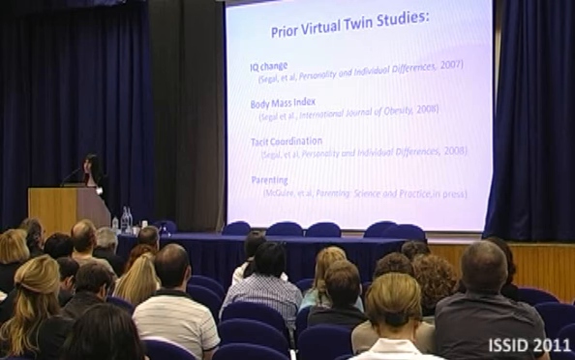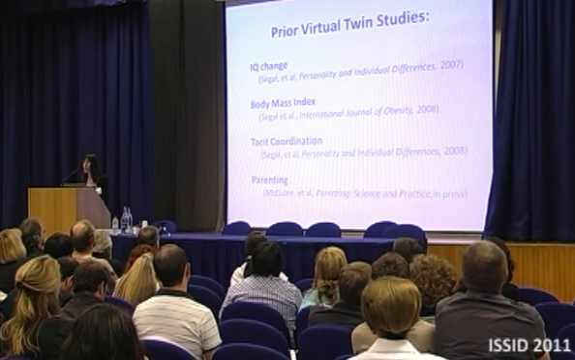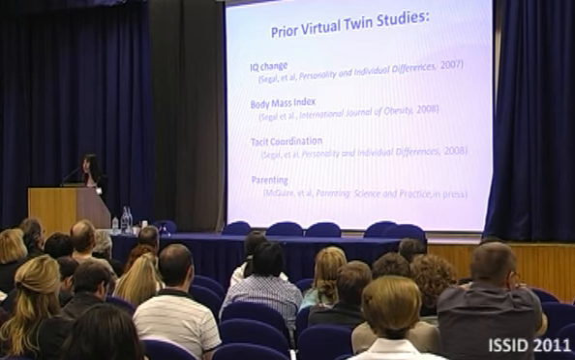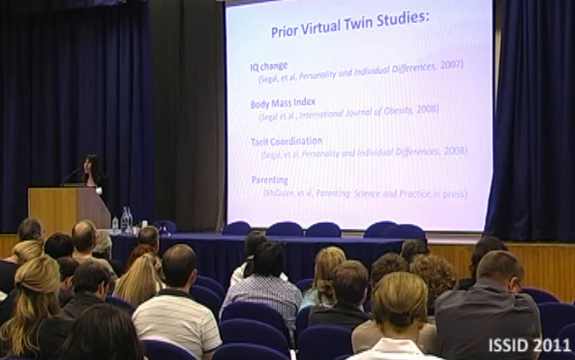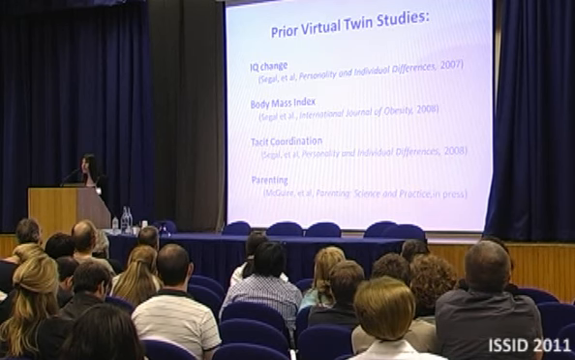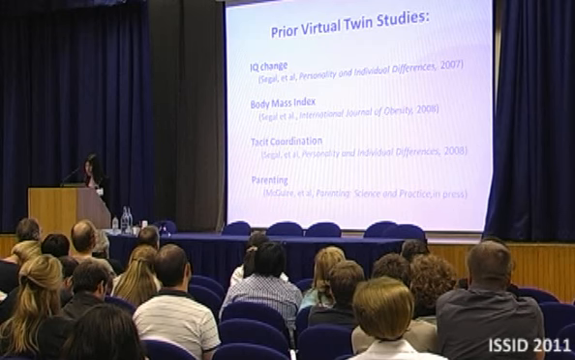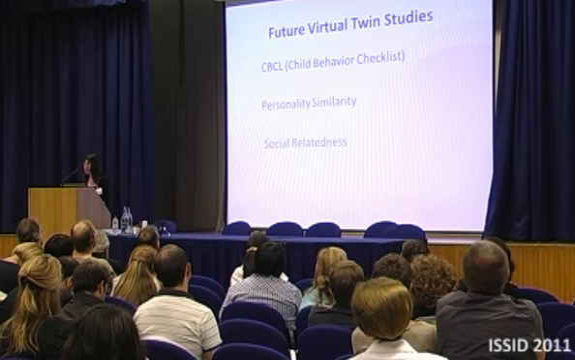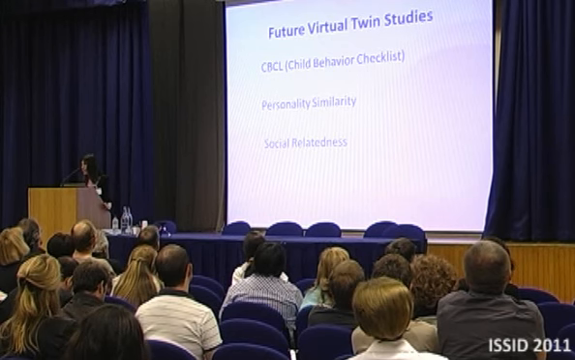Some previous studies we've done with the virtual twins have to do with IQ change in degree of similarity from age 5 to age 11, and I've shown a drop there from 0.33 to 0.11. We've looked at body mass index with collaborators at the University of Alabama. We've looked at tacit coordination, a very interesting decision-making situation involving non-negotiated consensus, and parenting behaviors. In the future, we're going to look at the Child Behavior Checklist, personality similarity, and social relatedness.